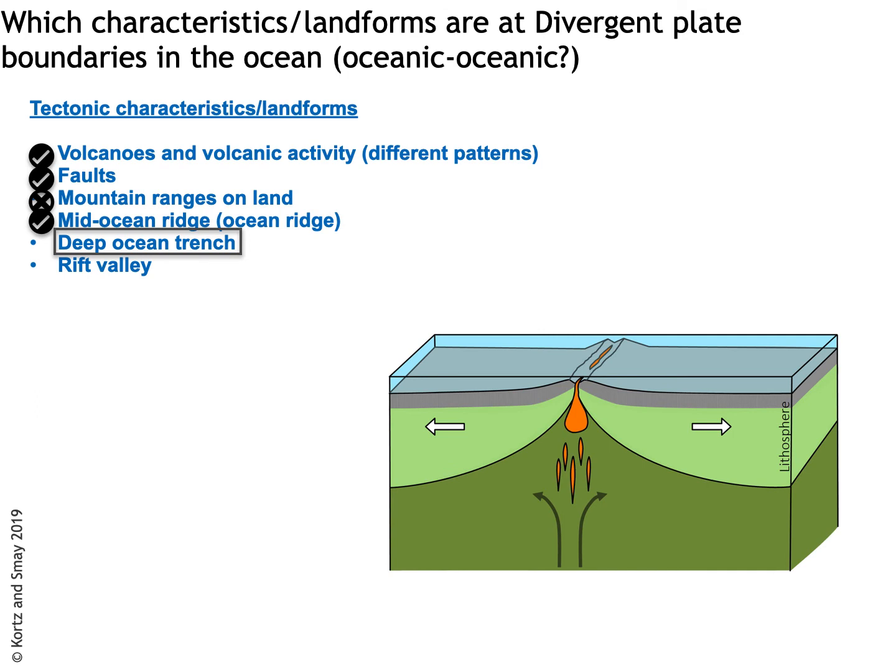How about an ocean trench or a deep ocean trench? A deep ocean trench is a deep V-shaped valley at convergent plate boundaries, so it doesn't apply here. How about a rift valley? A rift valley is a long depression on land or on the continents. So again, not on land or not on a continent, so it isn't going to apply. No rift valley here.